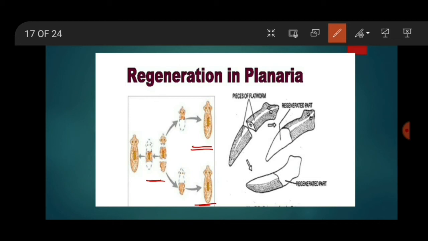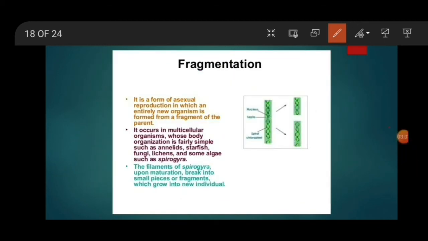However, complex organisms have organ system level of organization. All the organ systems of their body work together as an interconnected unit. They regenerate their lost body parts such as skin, muscles, blood, etc. However, they cannot give rise to new individuals through regeneration. Another type of asexual reproduction is fragmentation.